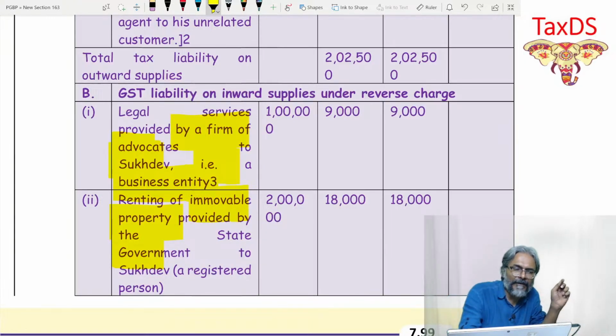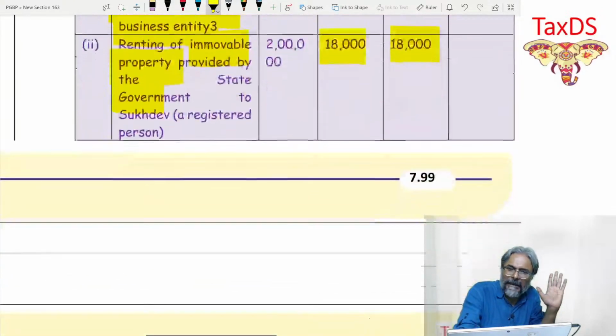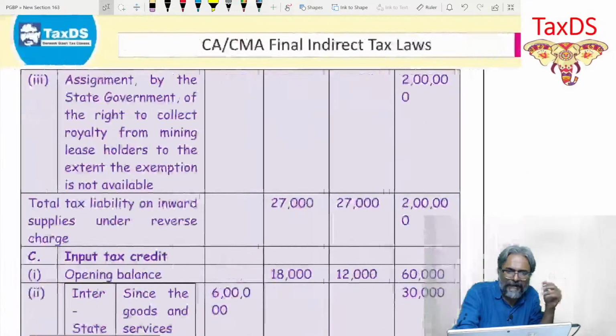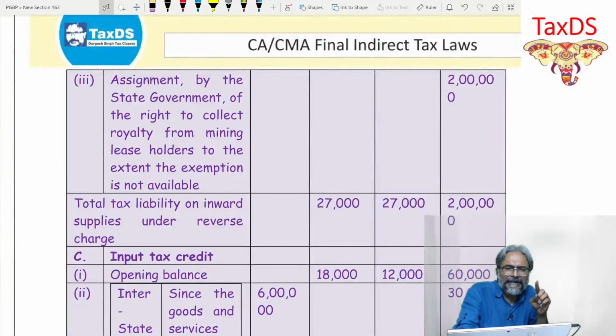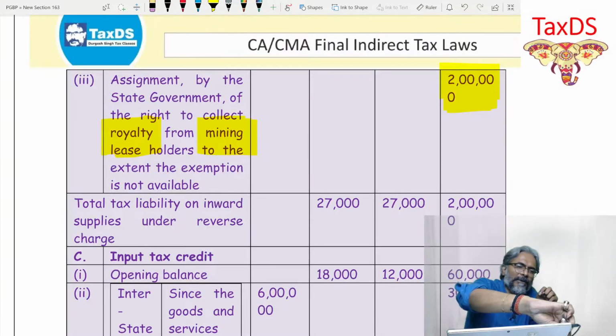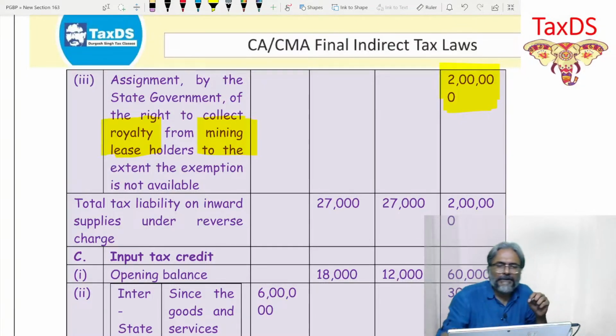Because it is specifically covered under the reverse charge mechanism, therefore, in this context, the liability would have to be paid in cash. CGST and SGST liability would have to be paid in cash. Assignment by the state government of the right to collect royalty. Royalty, I already told you, students, royalty from mining. This is the IGST context. Therefore, in this context, this would be the charge that will be applicable.